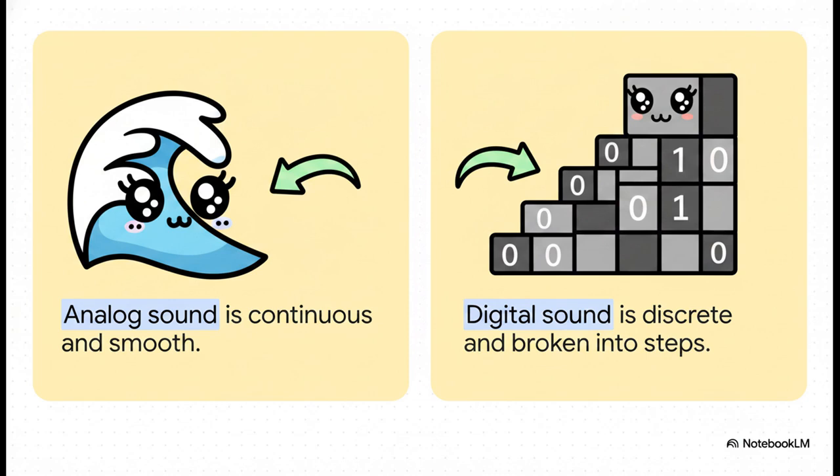Now here is the fundamental conflict you absolutely need to nail for your exam. We have to somehow translate the continuous, incredibly smooth curve of analog sound into the blocky, discrete, step-by-step language of a computer. Since a computer only understands zeros and ones, it literally can't process a smooth, continuous line. It needs numbers, it needs steps.